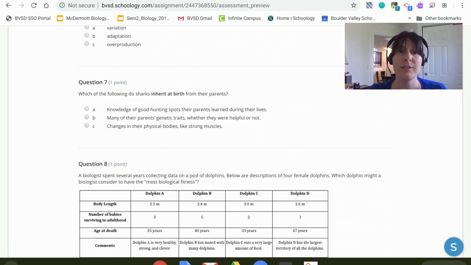Question 7. Which of the following do sharks inherit at birth from their parents? A. Knowledge of good hunting spots their parents learned during their lives. B. Many of their parents' genetic traits, whether they're helpful or not. C. Changes in their physical bodies like strong muscles.